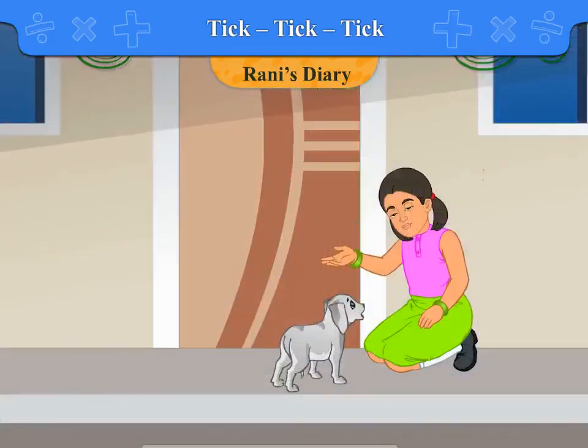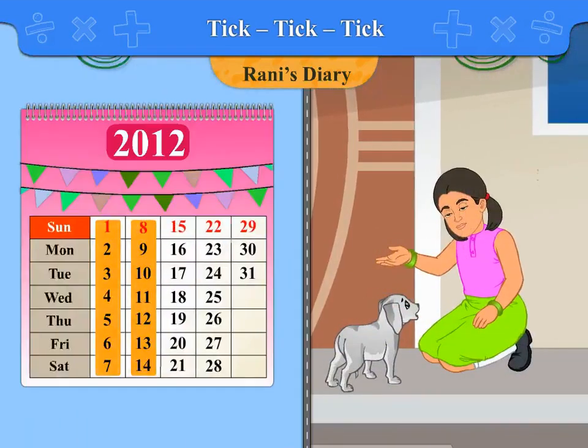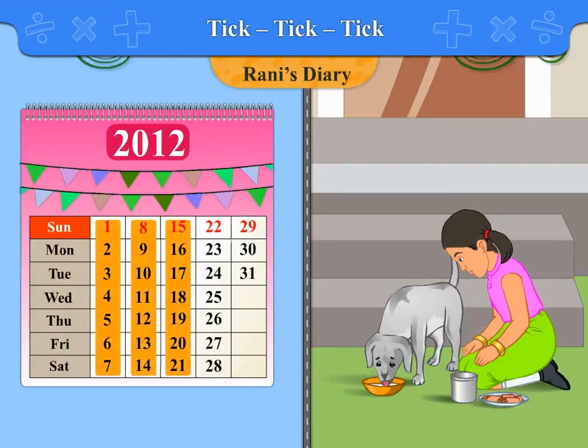Rani had a pet puppy. After 2 weeks, it opened its eyes. She watched it grow like this. After 3 weeks, it got its first teeth and started eating.